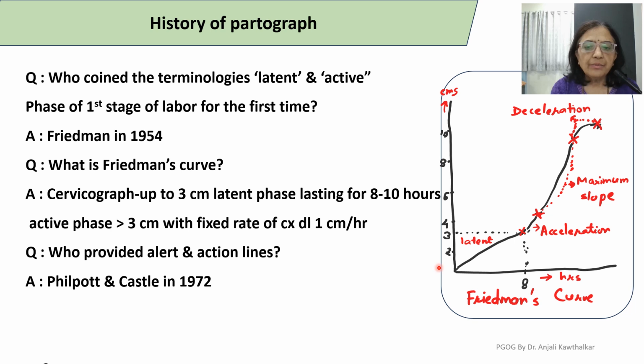He divided the first stage of labor into latent phase, considering that up to 3 centimeters it is the latent phase of labor, which lasts for 8 to 10 hours, where there is no fixed rate of cervical dilatation. Active phase is cervical dilatation after 3 centimeters, where the rate of dilatation is around 1 centimeter per hour. Friedman's curve divides this active phase into 3 components: stage of acceleration, maximum slope, and stage of deceleration. Philpott and Castle in 1972 provided us with alert and action lines.